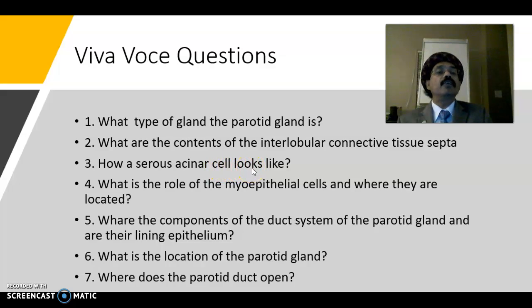How does a serous acinar cell look? It is pyramidal in shape. The nucleus is located at the base. The apical region contains granules that are rich in protein. These are zymogenic granules.